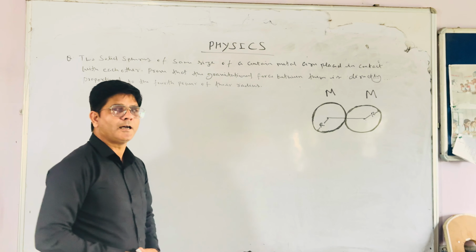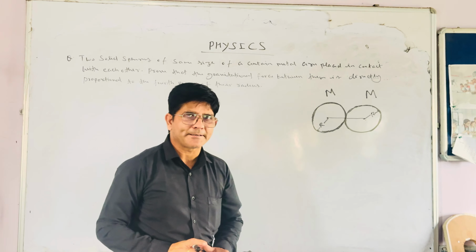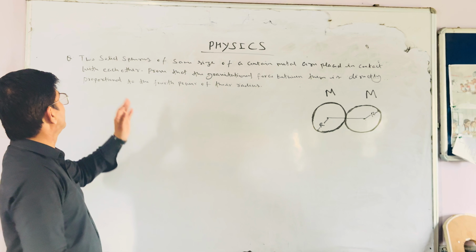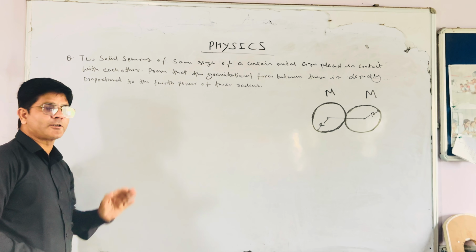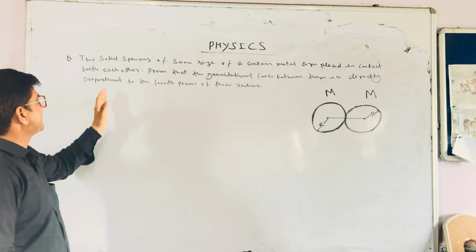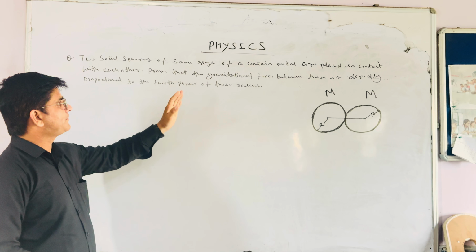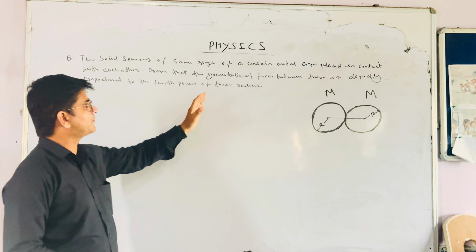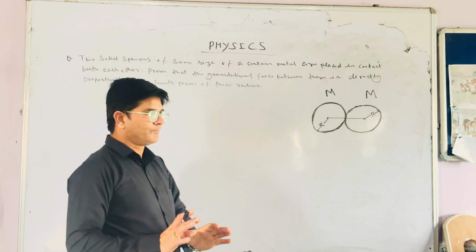Hello everyone. Our today's question is related to the gravitational force. So let us read the question. What is the question? Two solid spheres of the same size of a certain metal are placed in contact with each other. Prove that the gravitational force between them is directly proportional to the fourth power of their radius.